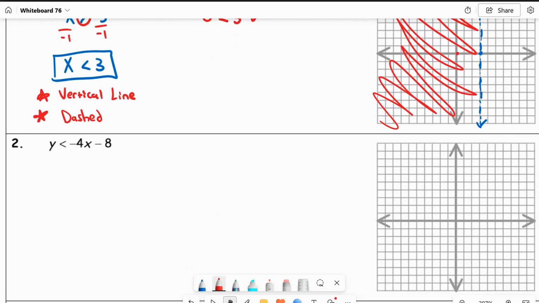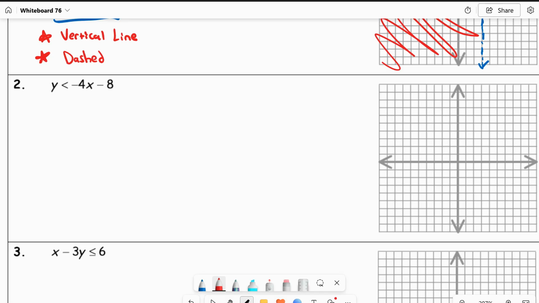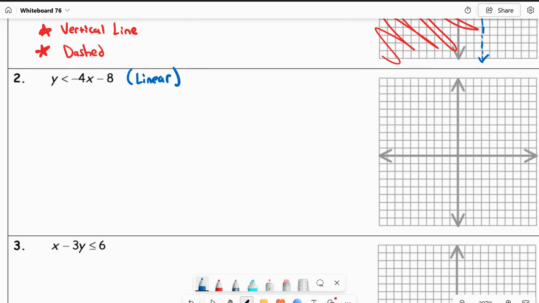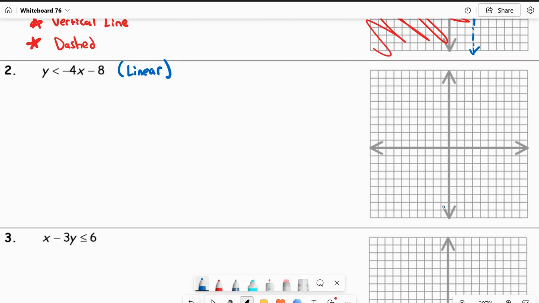Okay, let's repeat the process with number 2. Number 2 contains x and y, so we know that we're going to have a linear function here. And this one is already solved for y. So we can go ahead and graph this as a line. So my starting point is going to be at negative 8. And my slope is going to be negative 4. So I'm going to go up 4, left 1.